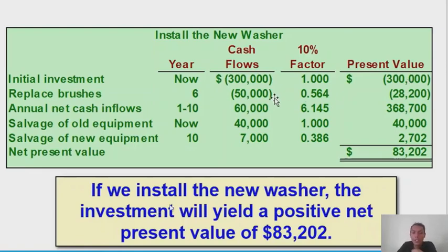So, nakikita nyo dito is, pag i-install natin yung new washer, with the investment will yield a positive net present value. Ang magiging net present value ng project is positive 83,202. So, katanggap-tanggap yan. Or you should accept the project since the net present value is positive.